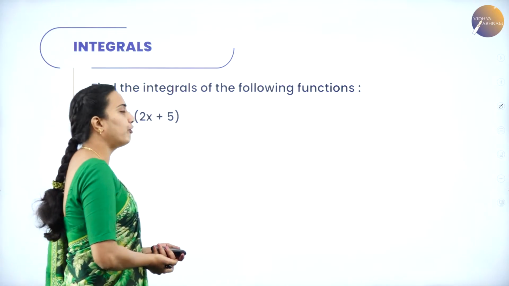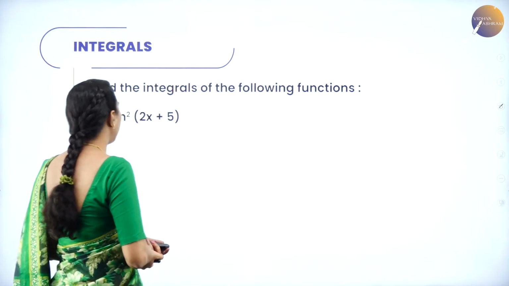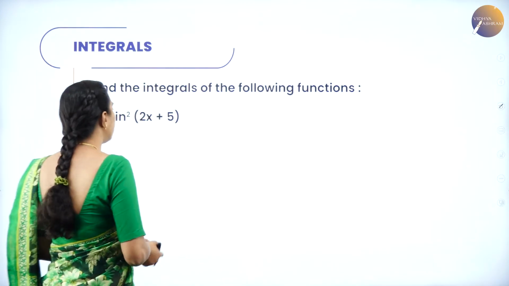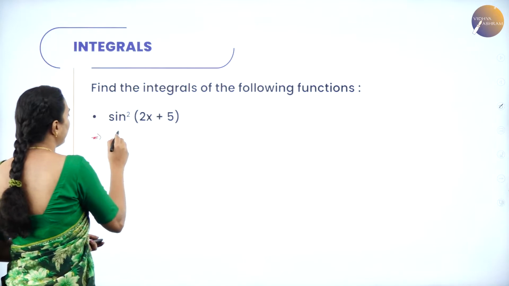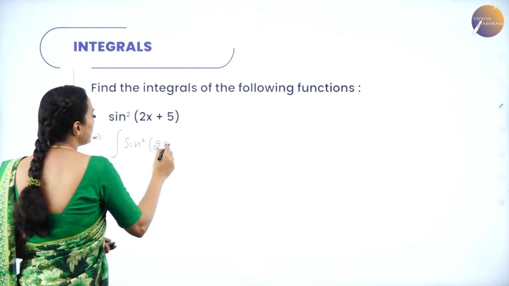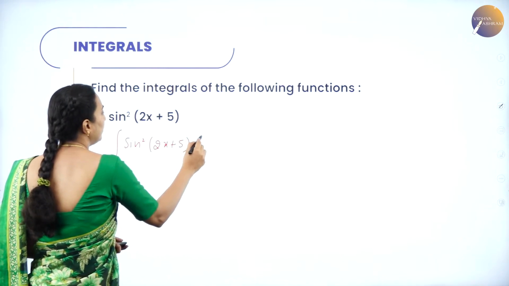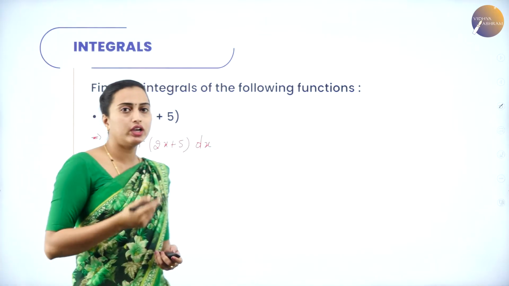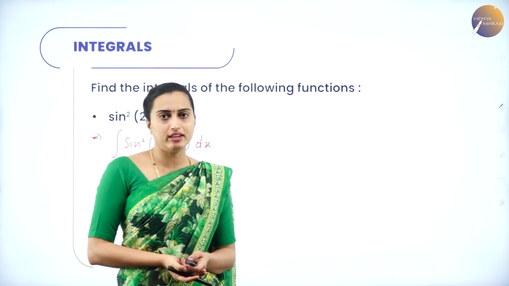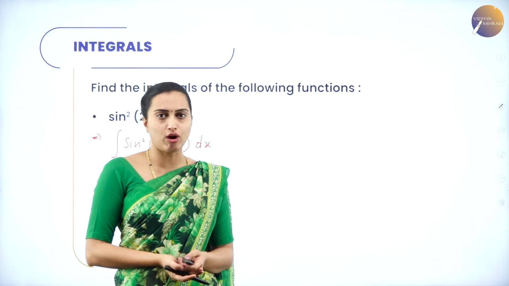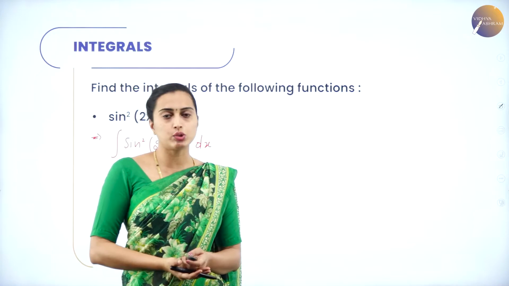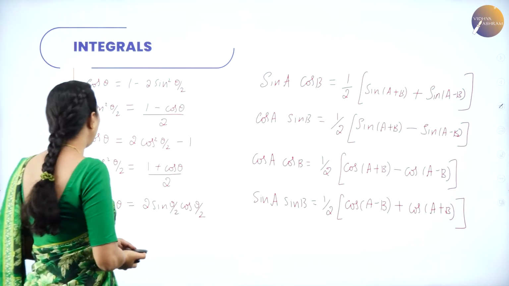Find the integrals of the following functions. First, they have given sine squared of 2x plus 5. Let us write this symbolically first. They have given integral of sine squared of 2x plus 5 into dx. Now directly you cannot integrate this one because you have sine squared. If you had only sine, you would have integrated it, which is minus cos. But here you have sine squared, so I am going to convert that sine squared into another form.